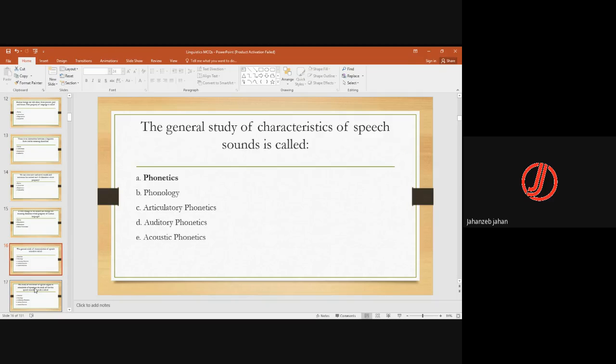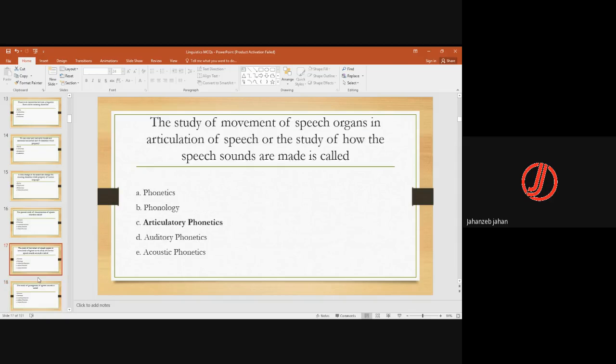So the general study of characteristics of speech sounds is called phonetics. The study of movement of speech organs in articulation of speech, or the study of how the speech sounds are made, is called articulatory phonetics.